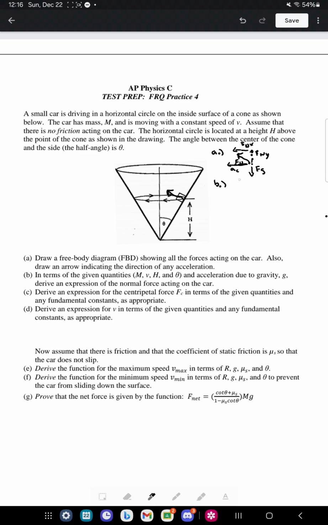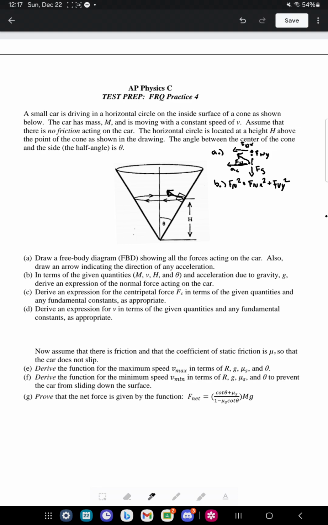The normal force. Okay, so we know that the normal force from the Pythagorean theorem is equal to the square root of F_n,x squared plus F_n,y squared. And we know that F_g equals F_n,y because the car is not moving up or down the ramp. And we know that F_n,x is the only force acting towards the center.